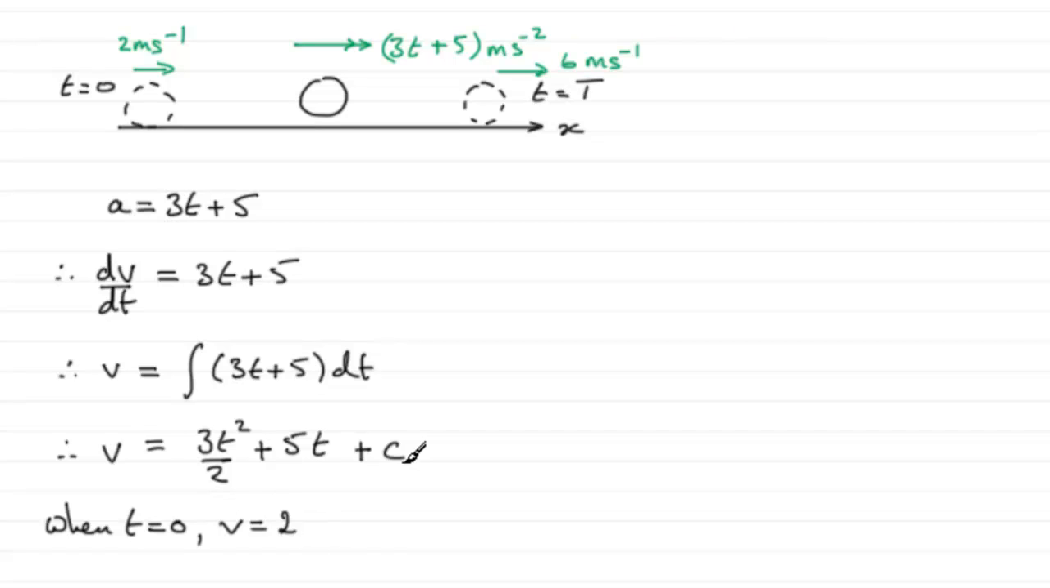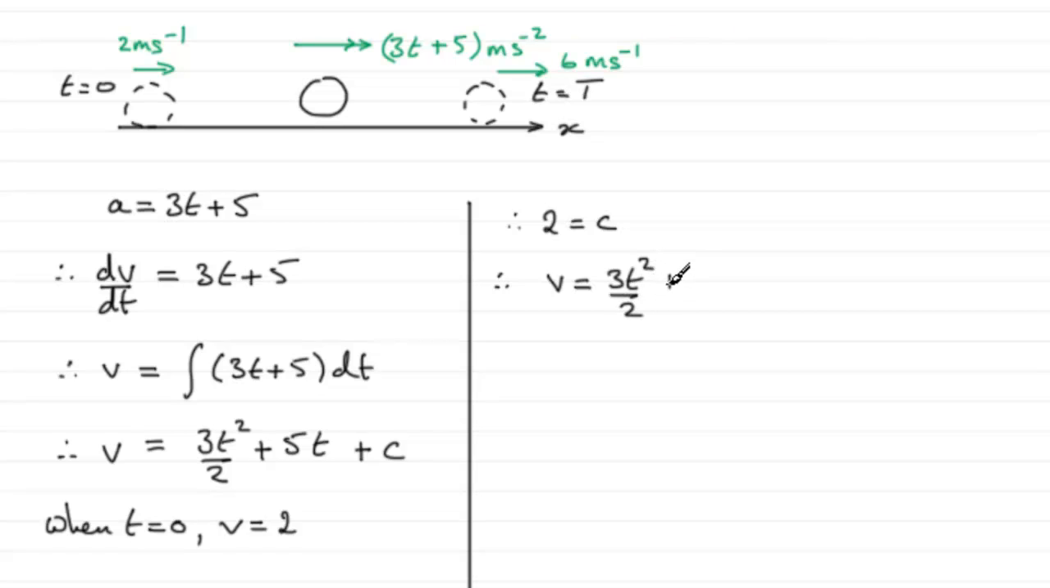And we can substitute this into this equation here, which will allow us to work out what c is. So when t equals 0, v equals 2, that gives us 2 equals, well, this term is going to be 0, and this term will be 0 when you substitute t equals 0 in, and that just leaves us with c. So c equals 2. Substituting that back, we have v equals 3t squared over 2 plus 5t plus that constant of integration, which is 2.